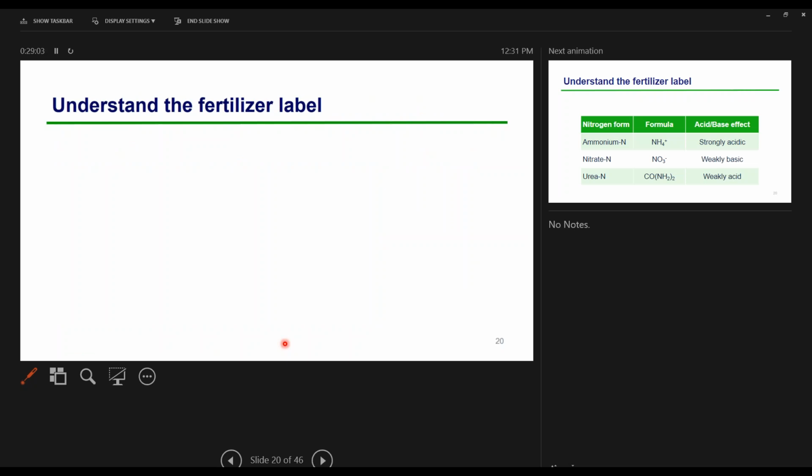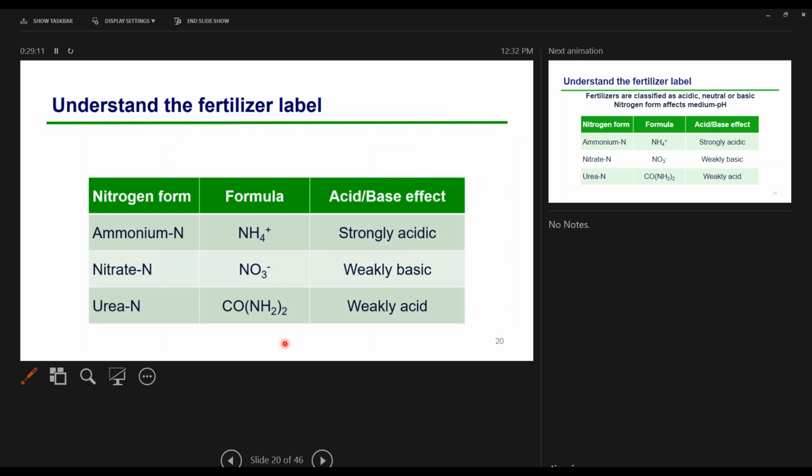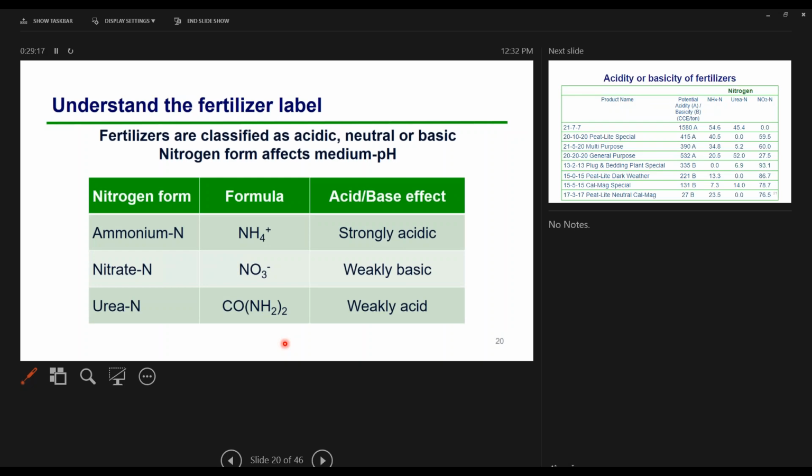So the other part of this equation that we're going to tie together in a few slides from now is that we need to understand the fertilizer labels as well. So the nitrogen form is going to determine whether the fertilizers are classified as acidic, neutral, or basic. Okay, so if a fertilizer is mostly ammonium nitrogen, then you know that the reaction is going to be strongly acidic, right? So think about, we were talking about having that dissolved limestone in the water. Maybe you want to match it to something that's acidic to make that reaction balance out, right?